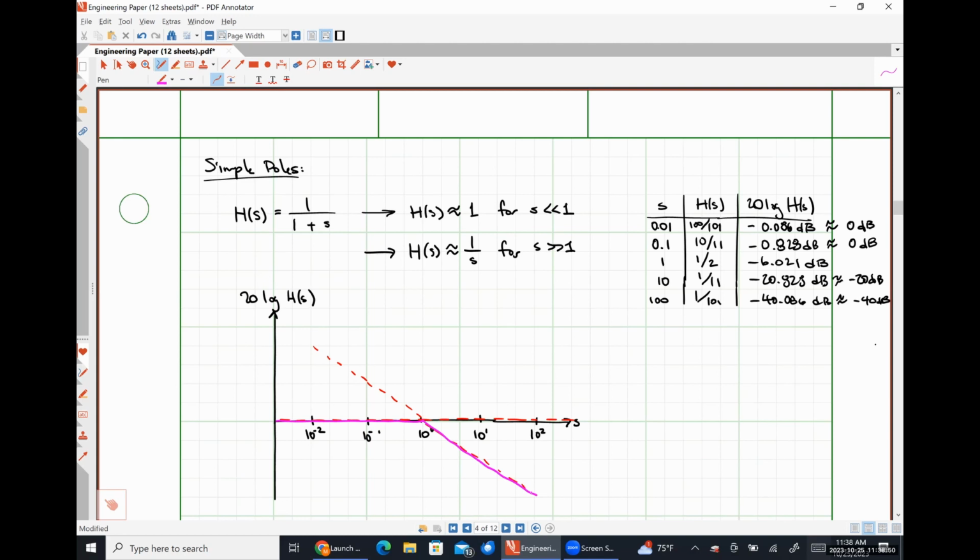So we have zero dB for s less than 1, and then we have a slope of negative 20 decibels per decade for s greater than 1. This is a great approximation as long as we're not close to 1. Close to 1 is where things get a little bit wonky. So this is an asymptotic approximation, and this is how a hand-drawn Bode plot is made.